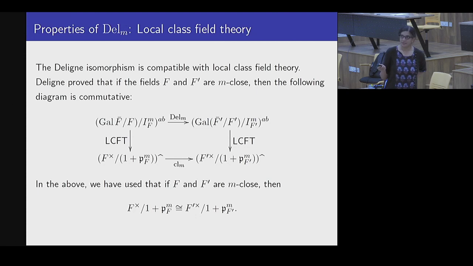You have a similar theory over the other field F prime. And this is the Deligne isomorphism, and this is just the isomorphism of close local fields. Here, to recall, if the fields are m-close, then O_F mod P_F to the m is isomorphic to the corresponding ring over the other field. So you can take the units. So O_F cross mod 1 plus P_F to the m will be isomorphic to O_F' cross mod 1 plus P_F' to the m for the other field, and you make a choice of uniformizers to get this isomorphism. So if the fields are m-close, then we have this isomorphism. This involves a choice of uniformizer. In any case, the Deligne isomorphism is compatible with local class field theory.